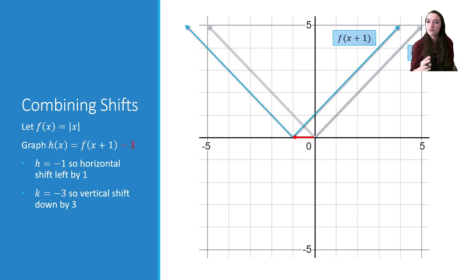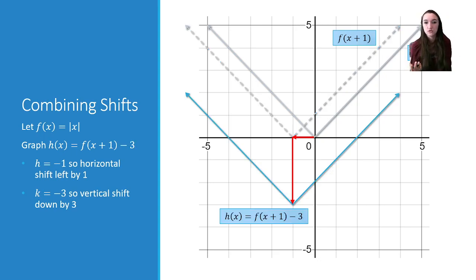So this is f of x plus 1, but we're not done yet, because we still have to think about that negative 3. That negative 3 is a vertical shift, and now it works the way we want it to, so negative 3 is a shift down by 3, and so our final answer is going to look like this. So we have this interim step, but our final answer has shifted to the left 1 and down 3, and so this is f of x plus 1 minus 3.